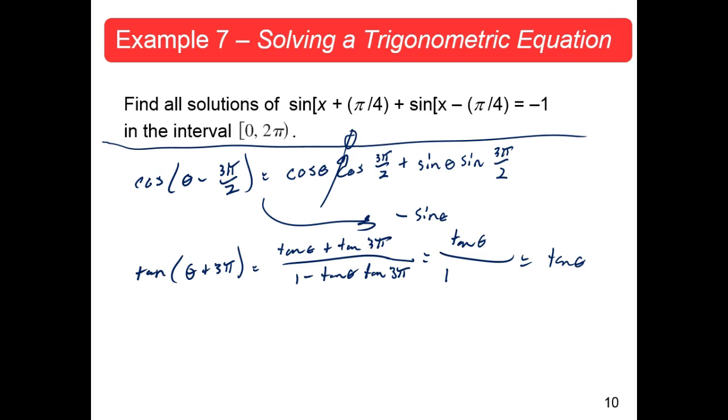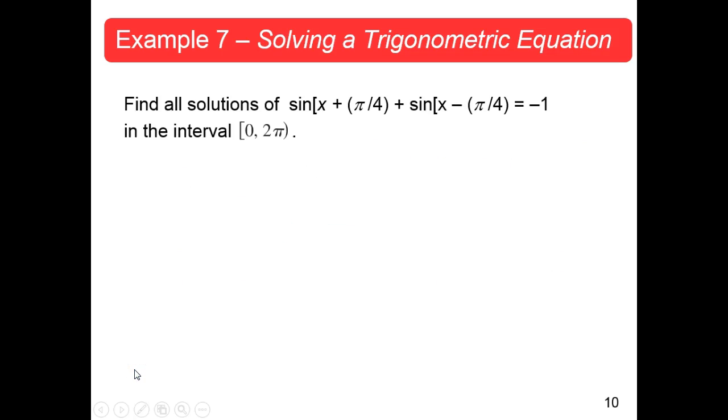Very good. All right. There is a checkpoint at the bottom. Might be a good idea to do that as well, as soon after class as you can. Okay, now we're ready for example 7. Find all the solutions of sine of x plus pi fourths.